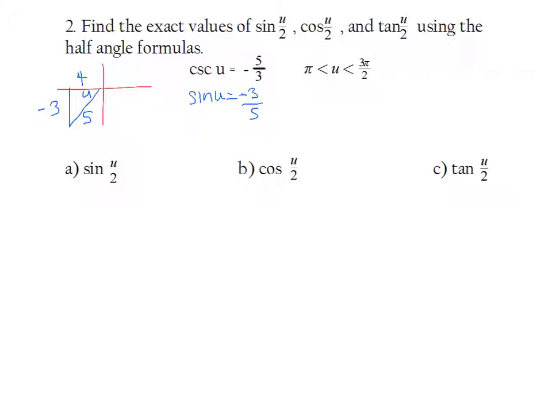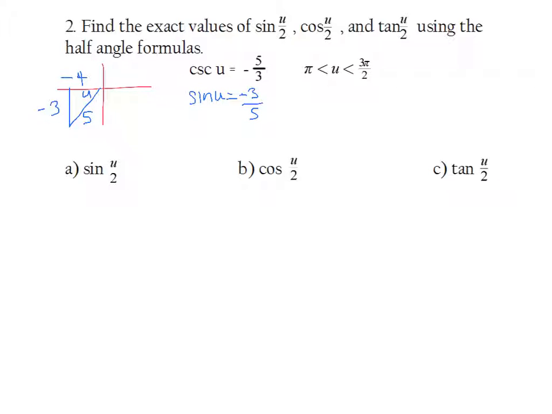It's to the left. You'll make it a negative 4. Once you have all the sides filled in, you should be able to use your identities to evaluate your half angles. In other words, we're looking at what is half of this angle. Well, I know that if it falls in the third quadrant, if I were to take half of it, it would fall somewhere in the second quadrant.